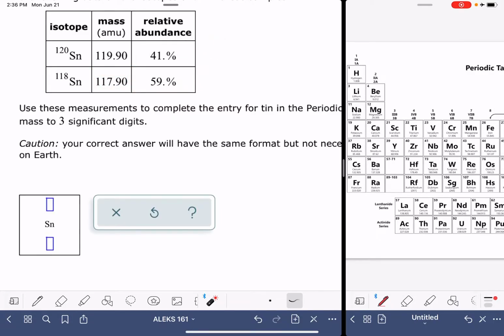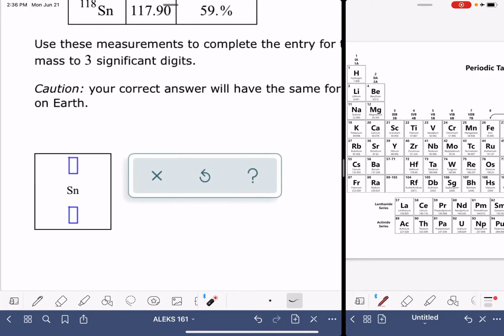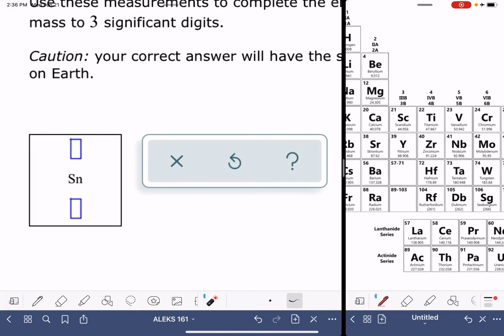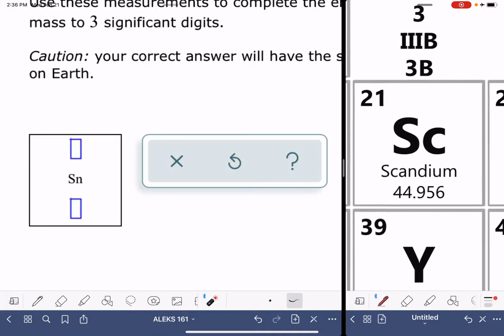So this is telling us that of all of the tin, 41% of it is this particular isotope, and 59% is this isotope. It wants us to use this information to complete a periodic table box for tin. So it wants us to make something that resembles the box on a periodic table.